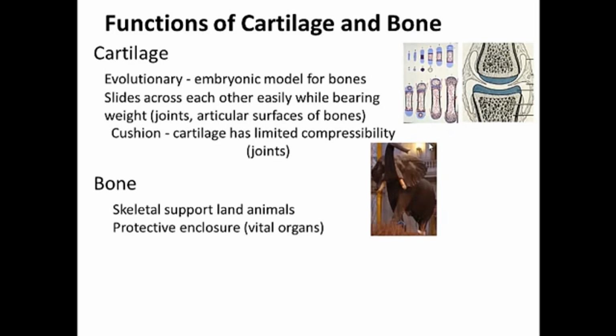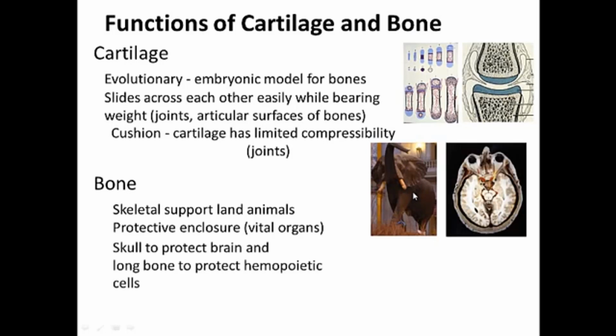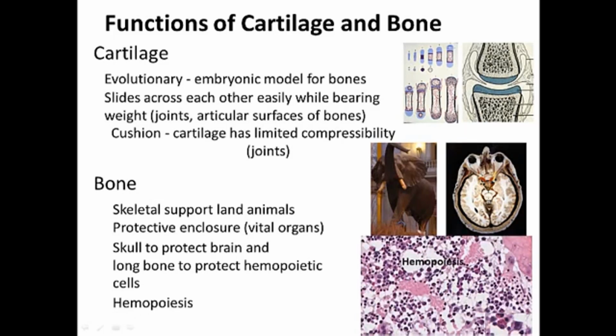Bone now supports land animals. Here we can see it also supports whales too, but you can see this animal would not be possible to stand up without bones. It also protects his vital organs, his liver, his lungs, and even the brain. Here we see the human with the skull protecting the brain, and it's in the bone marrow that we have hematopoiesis. Here you see bone marrow. Hematopoiesis is where blood cells are made.